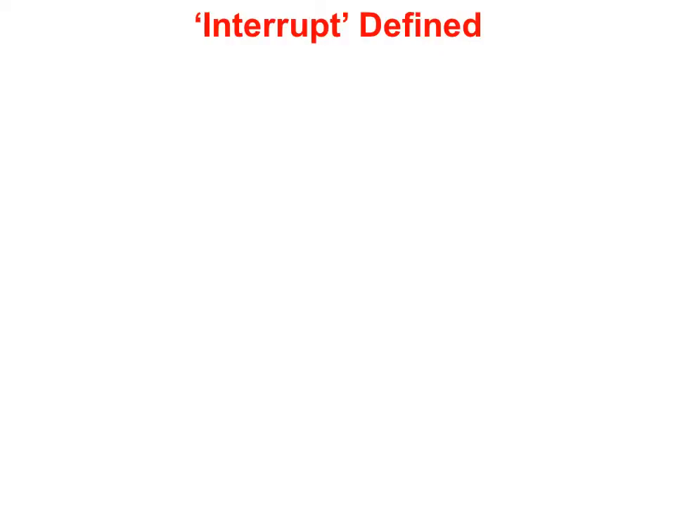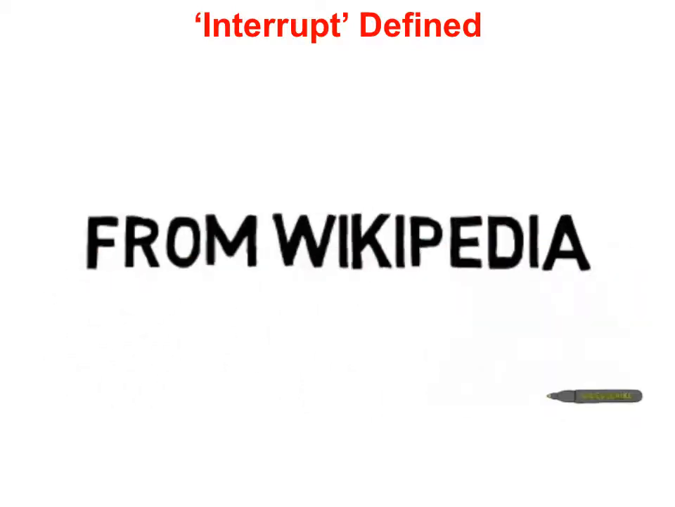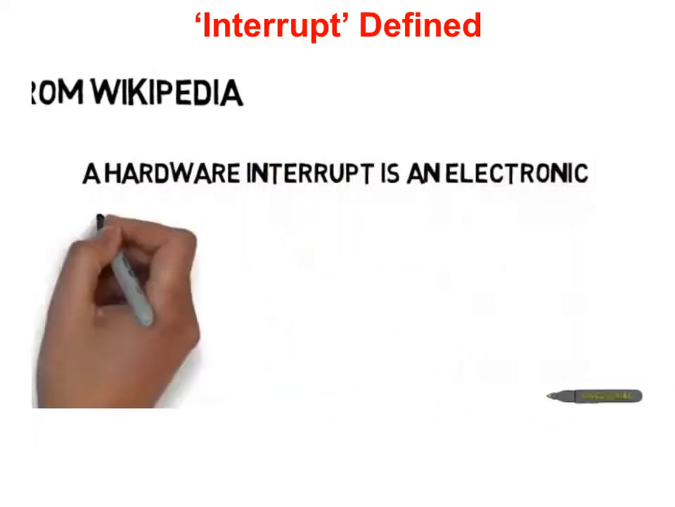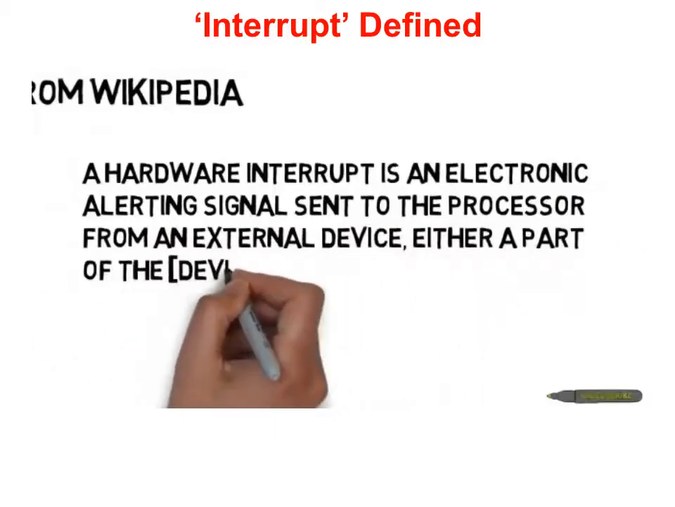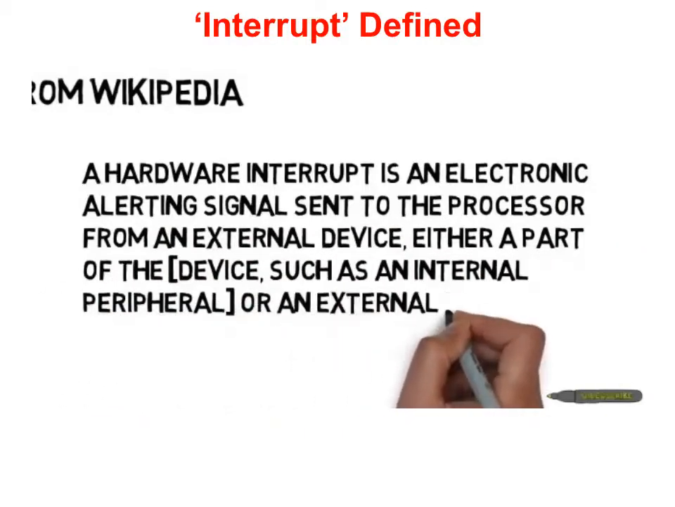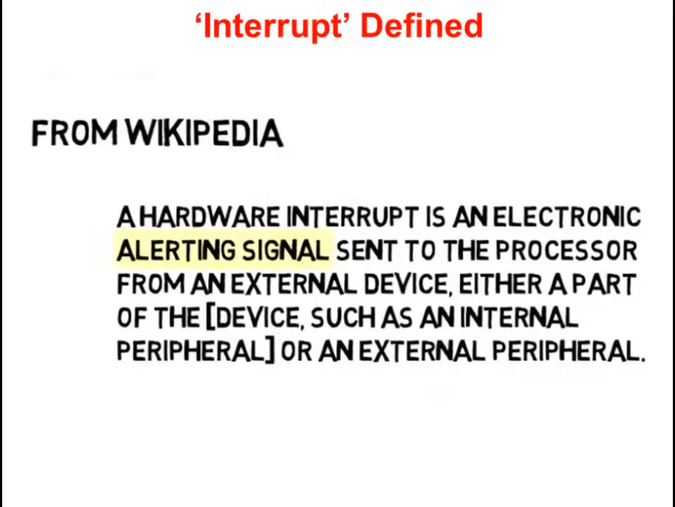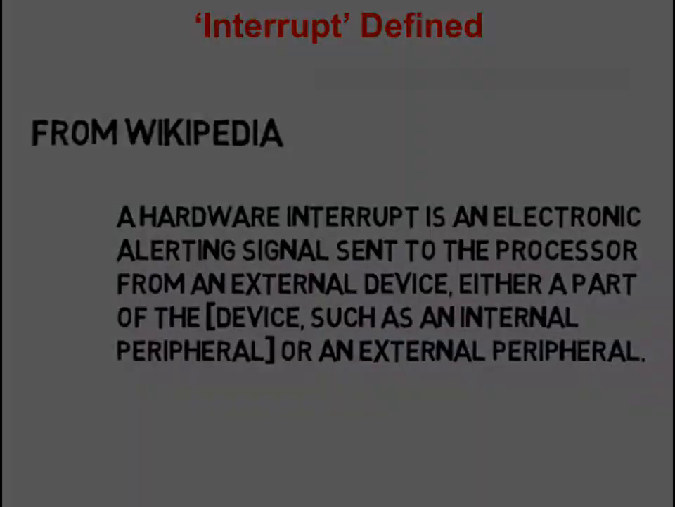While many of you are already familiar with interrupts, they are so fundamental to embedded systems that we wanted to briefly describe what they're all about. From Wikipedia, a hardware interrupt is an electronic alerting signal sent to a processor from an external device, either a part of the device itself, such as an internal peripheral, or an external peripheral. In other words, the interrupt is a signal which notifies the CPU that something's occurred. If the interrupt is configured and enabled, the CPU will respond to it immediately. And that's what we're going to talk about in this chapter: how to make all that happen.